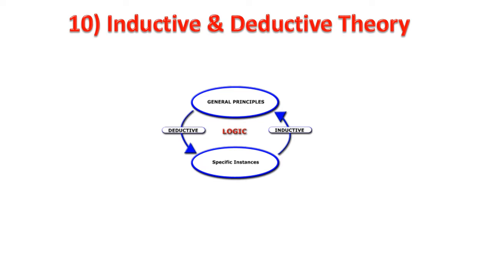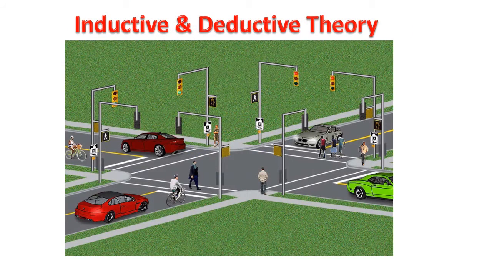Inductive and deductive theory are often confusing to students, so I typically liken them to a traffic scenario in my face-to-face lectures. Anyway, the next slide shows traffic behaving as normal. Pedestrians are crossing at the crosswalks, cars are yielding to the pedestrians and the cyclists, and everybody's obeying the traffic signals, things like that. So everything's good.